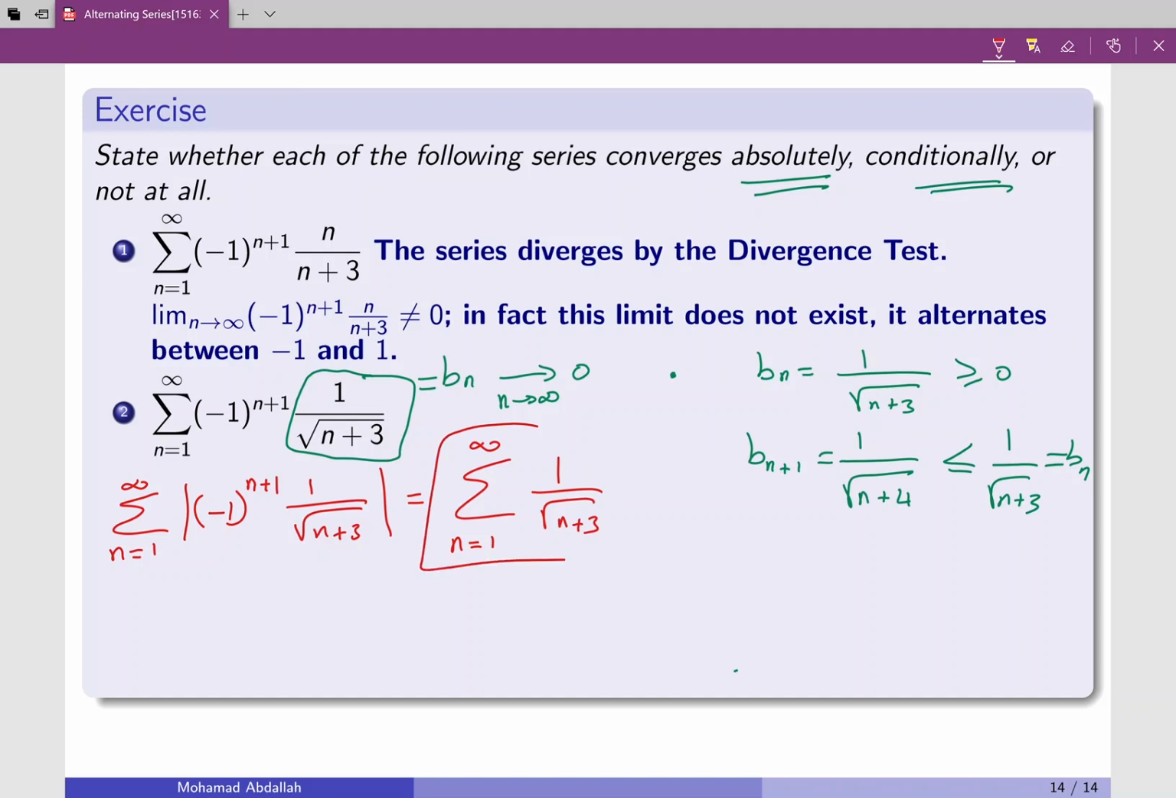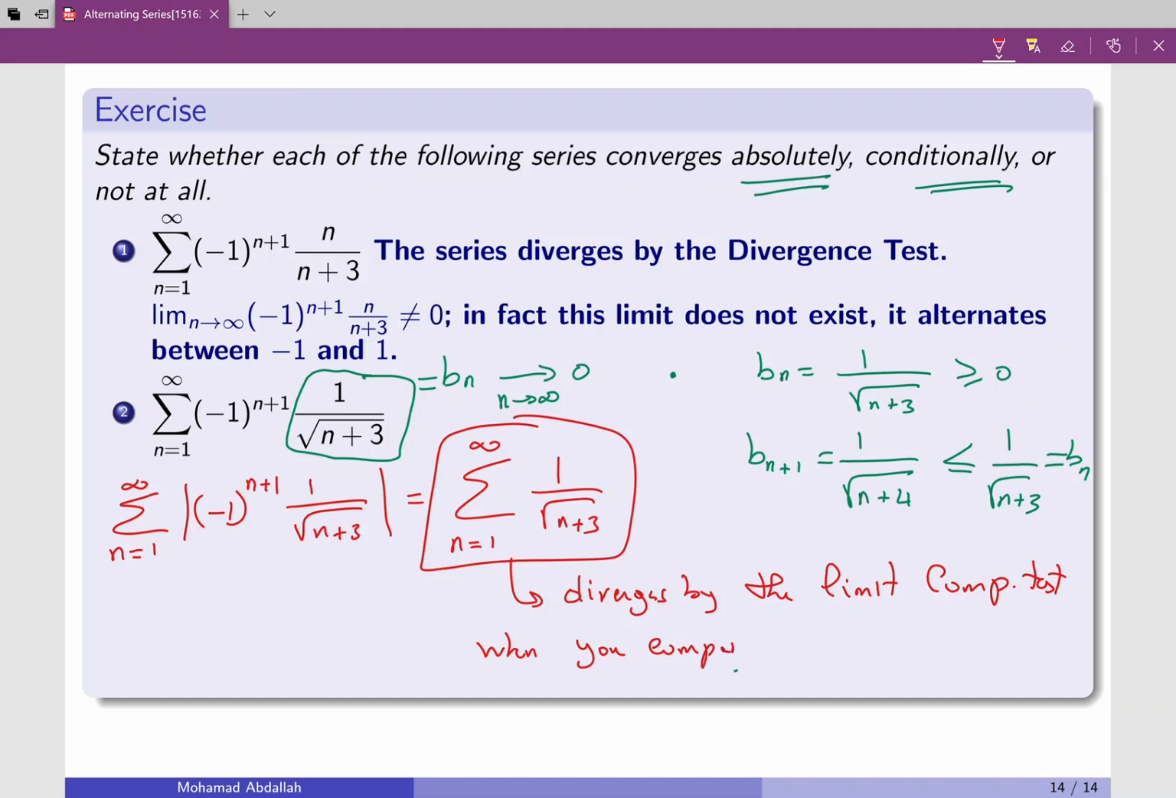We have done something like this before. This is divergent. This diverges by the limit comparison test. When you compare it to this sequence, to 1 over radical n, we know that this is a p-series with p equal 1/2, so it's divergent.